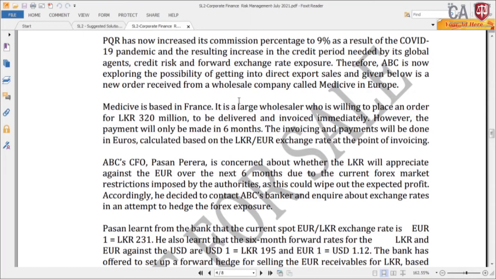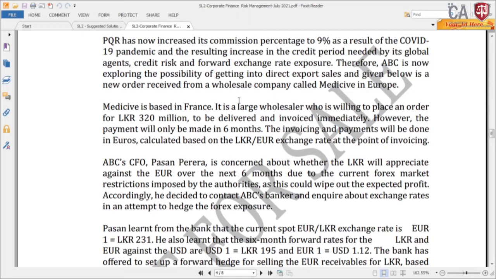So then they are looking at the option of sending goods directly to Europe rather than through PQR. Without sending through PQR, you are trying to send the goods to a customer in another country directly. They have got an order from France, an order for 320 million. What they are expecting is the goods to be delivered immediately and invoiced immediately, but the payment will be made in 6 months time.